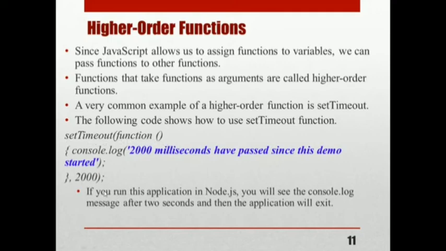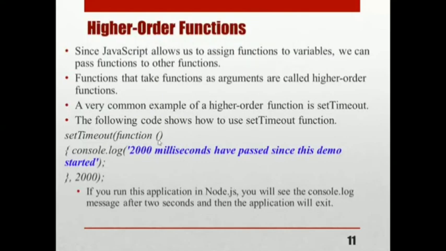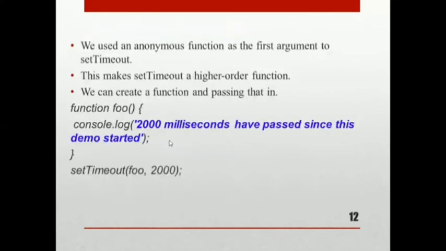If you run this application in Node.js, we will see this message after 2 seconds. This message is written inside that function, and we pass this function as an argument to another function. This is the higher order function. Here we use an anonymous function as the first argument to setTimeout, an anonymous function because it does not have any name. So this makes setTimeout a higher order function.